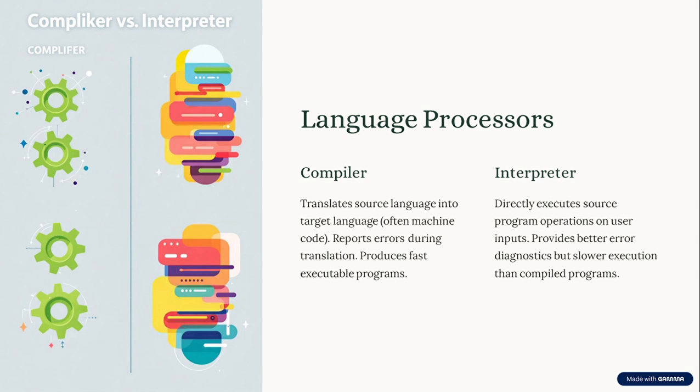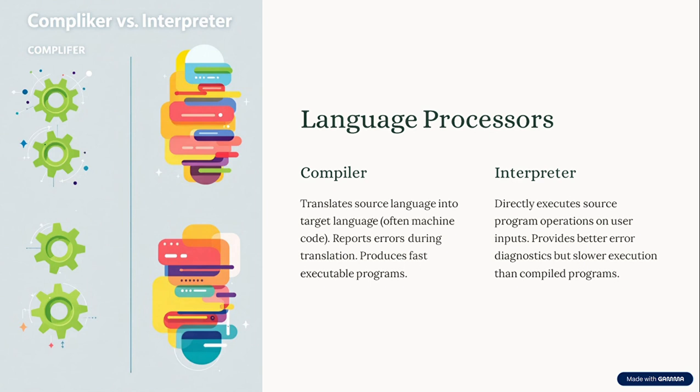Language processors. There are two main types of language processors, compiler and interpreter. A compiler translates the entire program and produces an executable file, whereas an interpreter executes the program line by line and is slower but gives better error messages. So these are the two language processors that we use, the compiler and the interpreter.